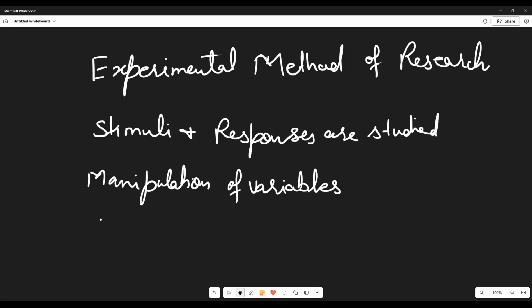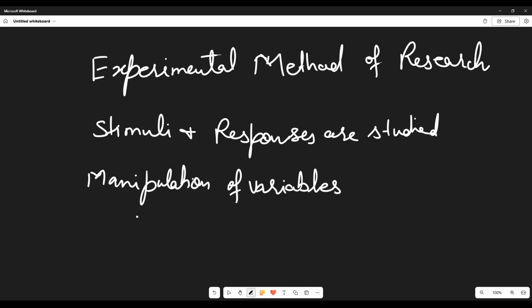For example, a researcher wants to study the effects of caffeine intake on the mathematical ability of the students. In this example, the amount of caffeine intake, say 1 or 2 cups of coffee, would determine whether it affects the efficiency of students in mathematical calculations.